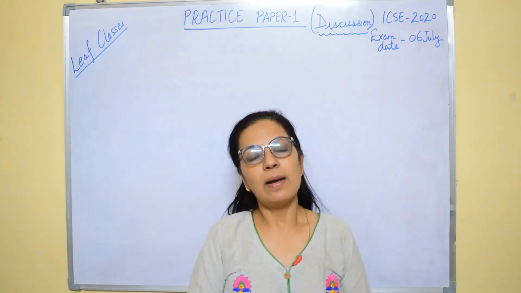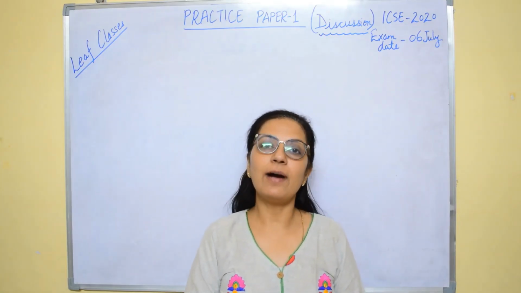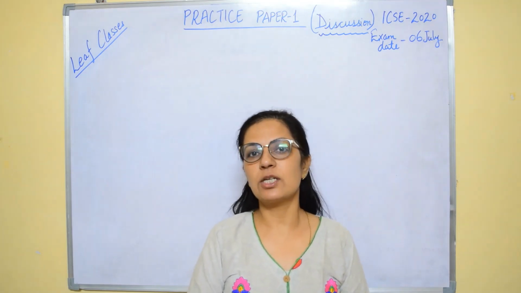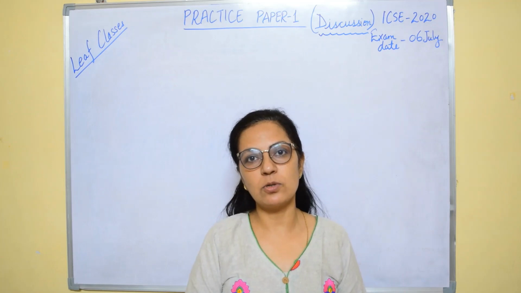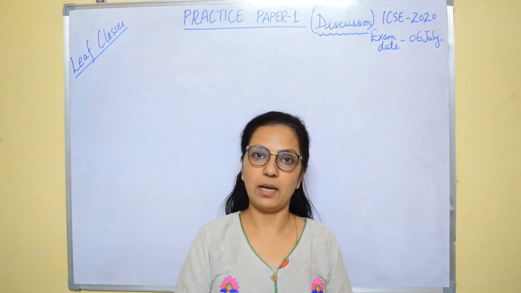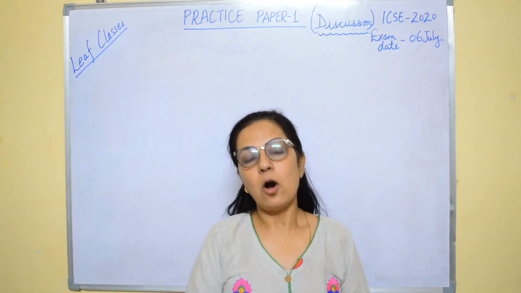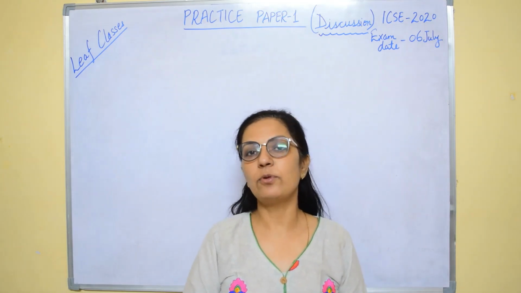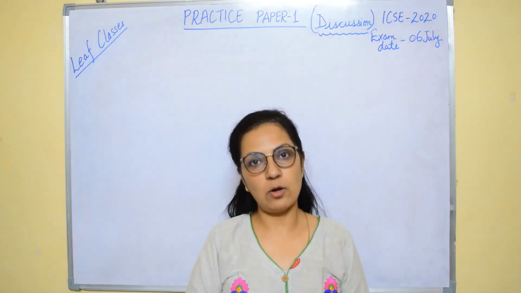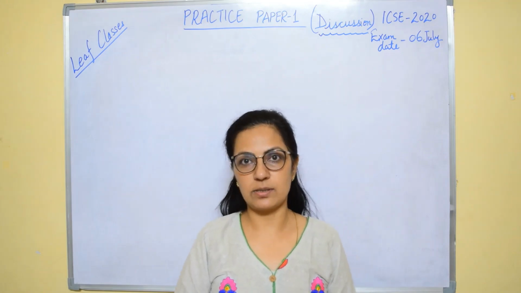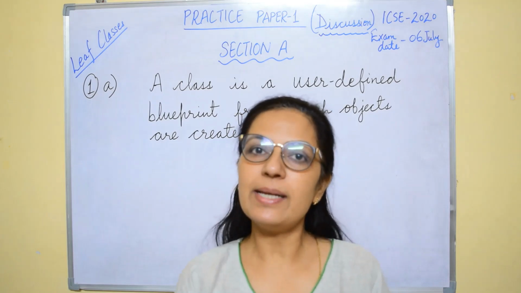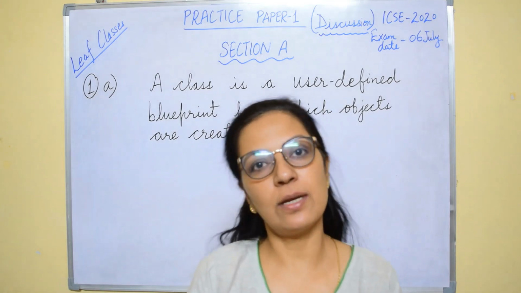As you know, the computer applications paper is of 100 marks, in which 40 marks is for section A and 60 marks for the questions in section B. In section A, all the questions are compulsory, and in section B you have to attempt any 4 out of 6 given questions. First we'll discuss the questions of section A.